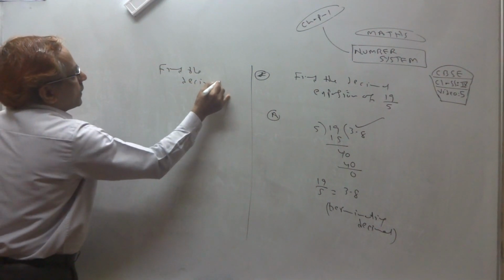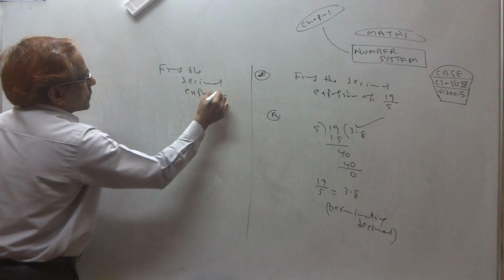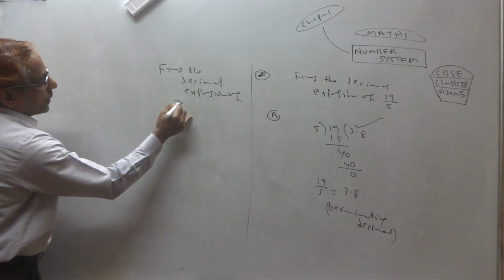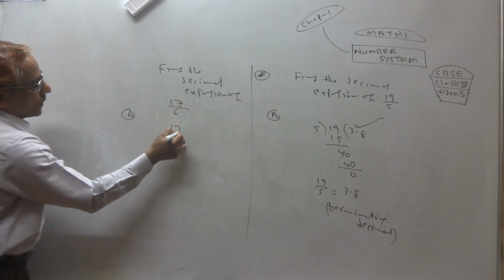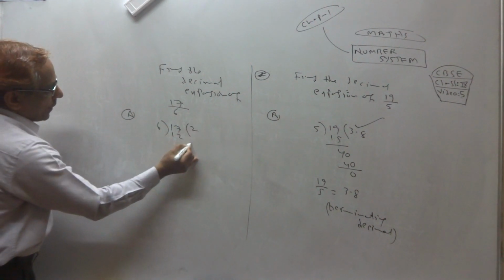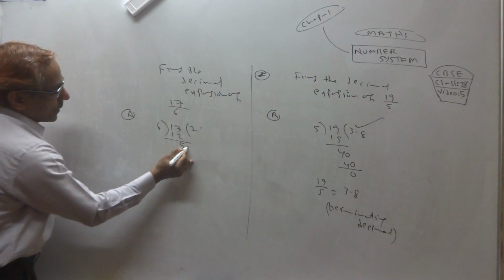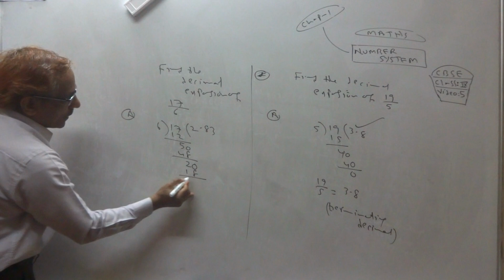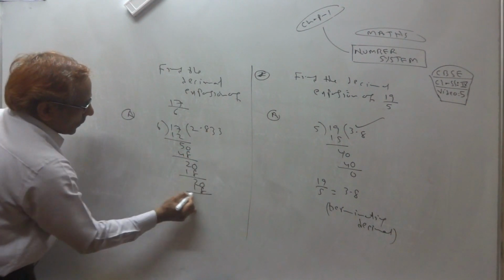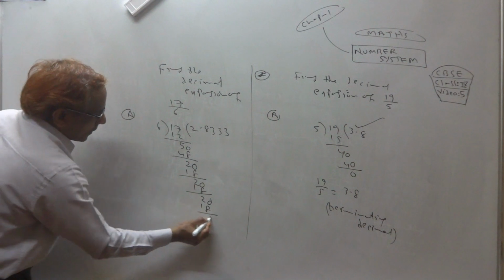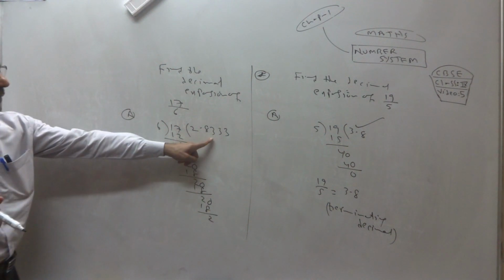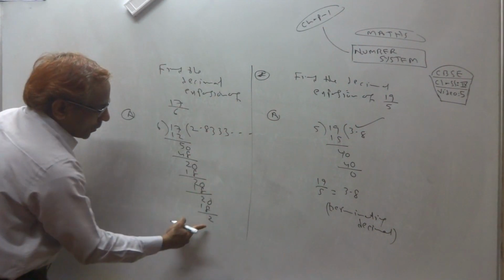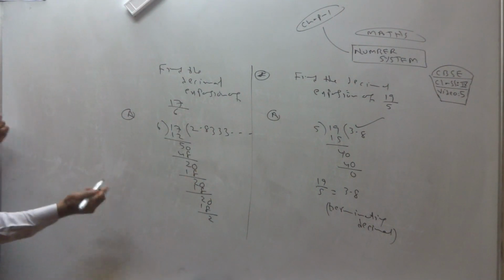Find the decimal expansion. The question is given like this: find the decimal expansion of 17 by 6. 17 divided by 6. 6 2s are 12, 5 left. Decimal 0. 6 8s are 48, 2 left. 0. 6 3s are 18, 2 left. 0. 6 3s are 18, 2 left. So you can understand that you have to stop, because here you will always get 2, 2, 2, 2, 2 only. You never get 0. You can understand that.